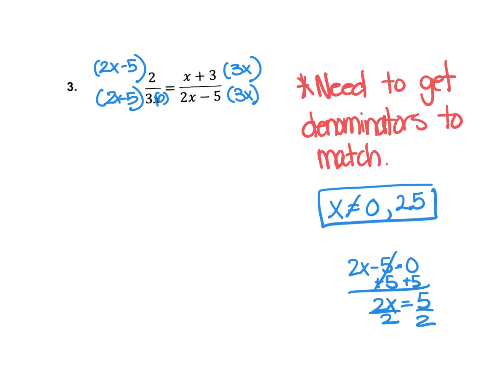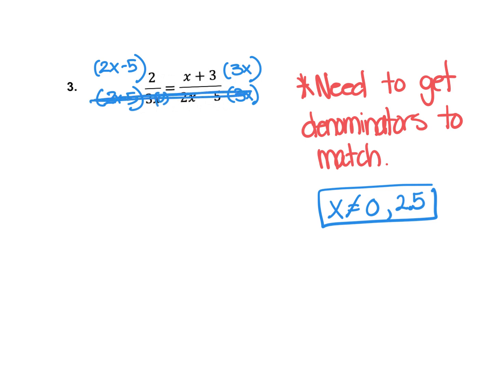Okay, then let's get rid of this. There's going to be too much here. All right, so now that we have our denominators the same, we know that they're all going to cancel out. So we're just going to get rid of everything on the bottom here. So we're going to then simplify. I'm going to distribute the 2, so I'll have 4x minus 10 is equal to then 3x squared plus 9x.